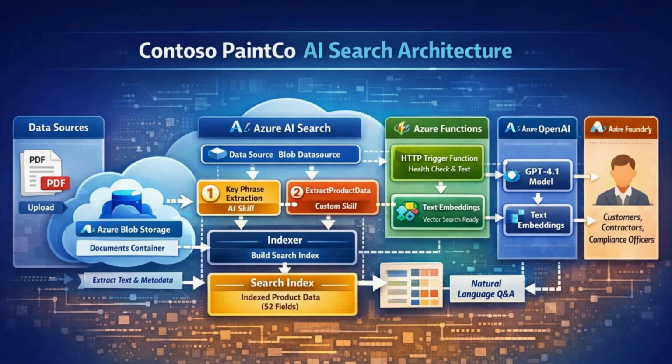This skillset sends the raw PDF text to our Azure function, the function calls GPT 4.1 with a prompt that says extract these 37 fields as JSON. GPT will return the structured data, the function will parse it, and the indexer maps each field into the search index. So one skill, 37 fields, fully automated.